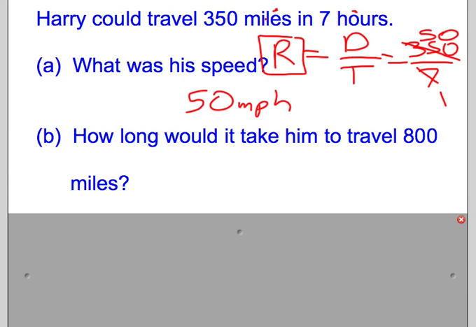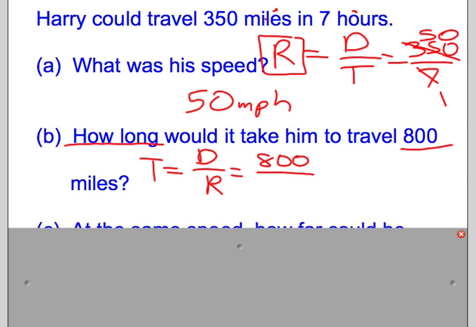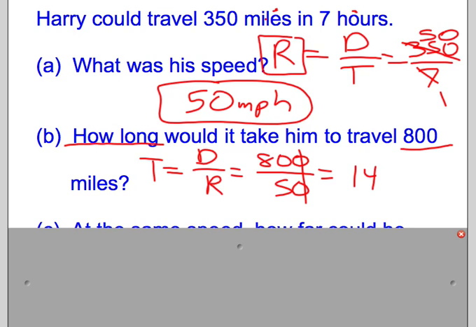Part 2 here, B. How long would it take to travel 800 miles? So we're looking for how long, which is a time. Time is distance divided by rate. Distance on here is 800. They're wanting to know that the rate at this speed here, how long would it take to travel 800? So that's 50. Cancel off your zeros. 80 divided by 5 is 14. No, it's not. It's 16. 16 hours.